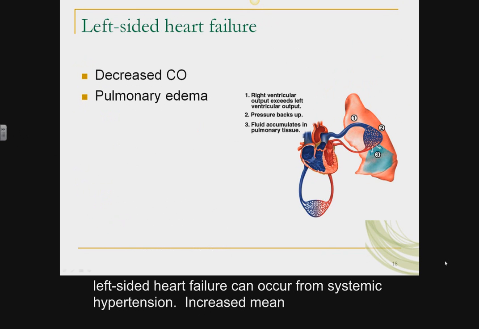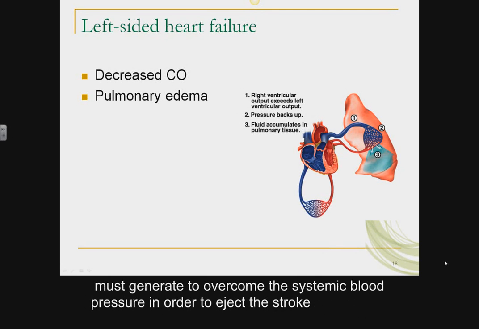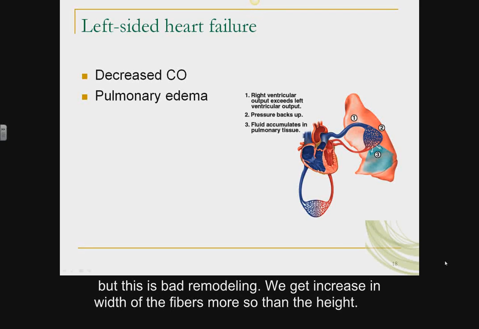Left-sided heart failure can occur from systemic hypertension. Increased mean arterial pressure increases the afterload, which is defined as the amount of pressure the heart must generate to overcome the systemic blood pressure in order to eject the stroke volume. The afterload can become so great that the left ventricular wall hypertrophies, and this is bad remodeling again. We get the increase in width of the fibers more so than the height.